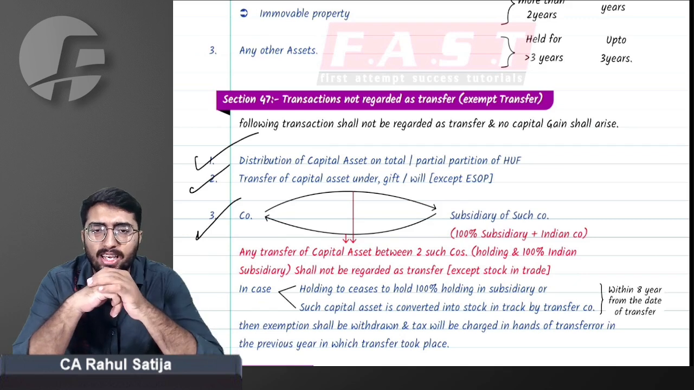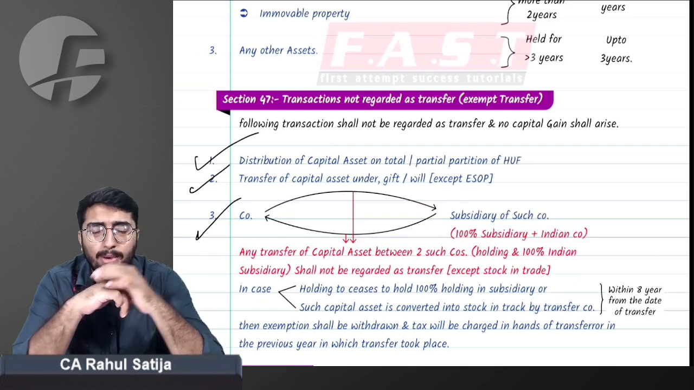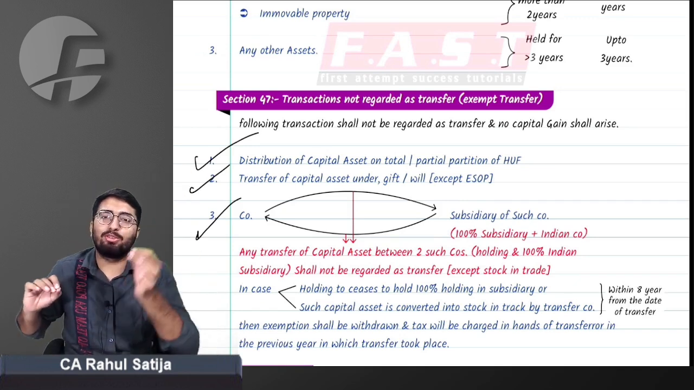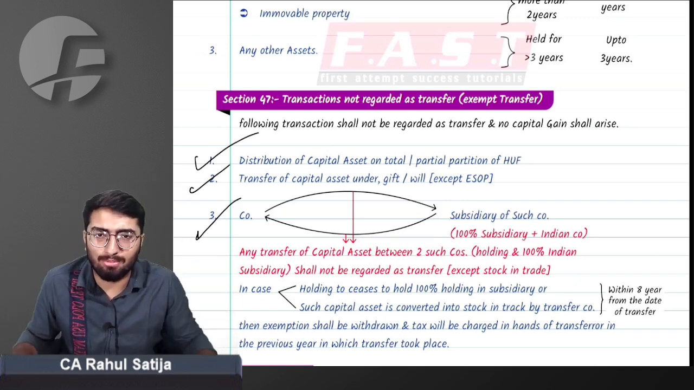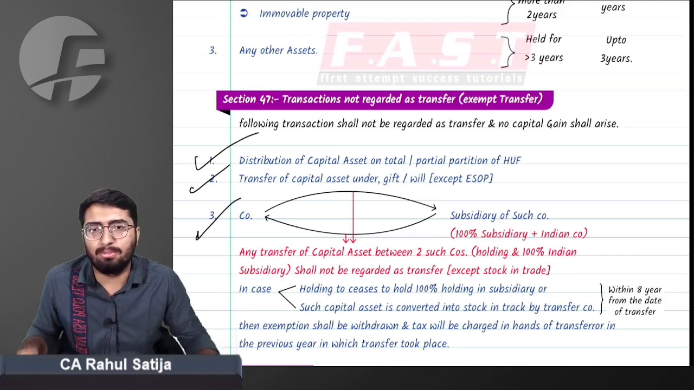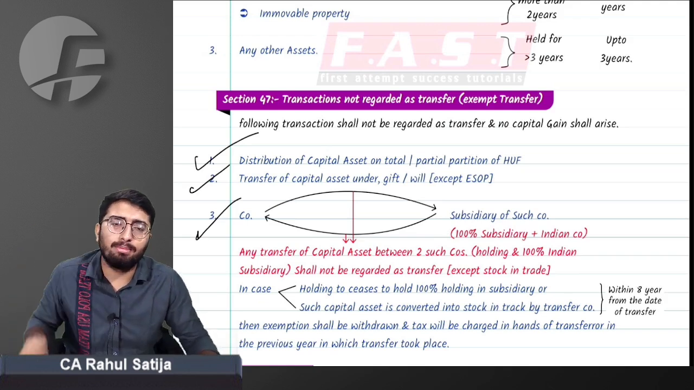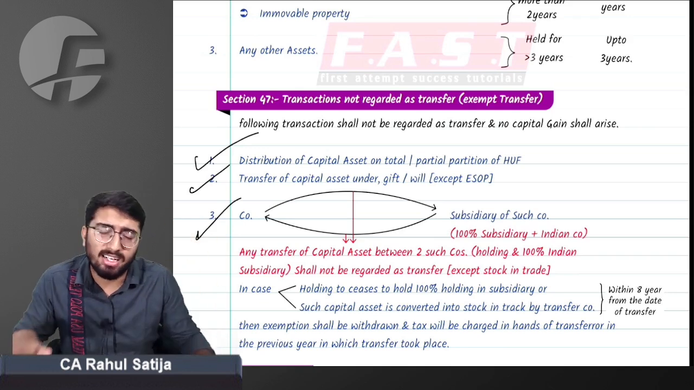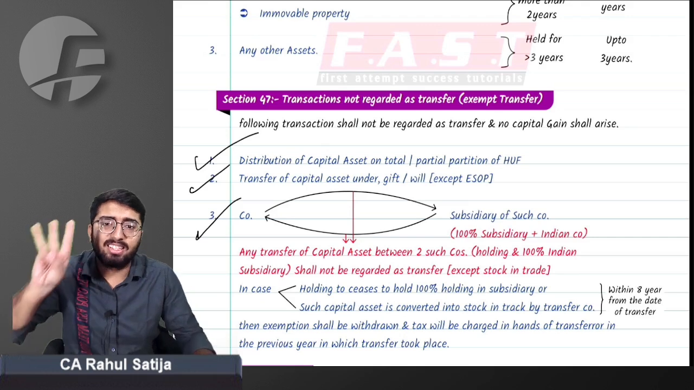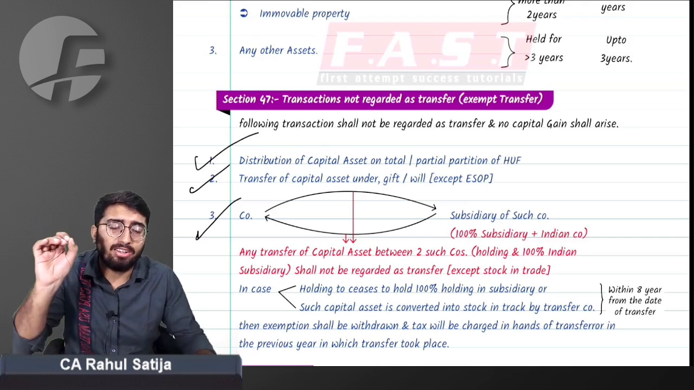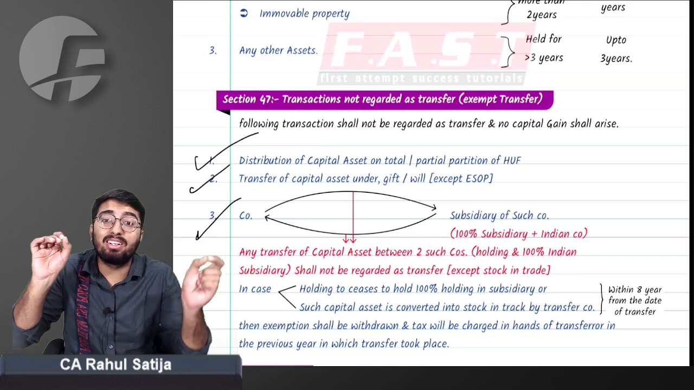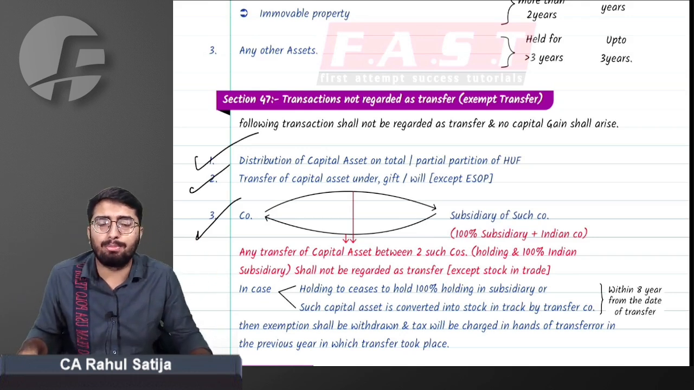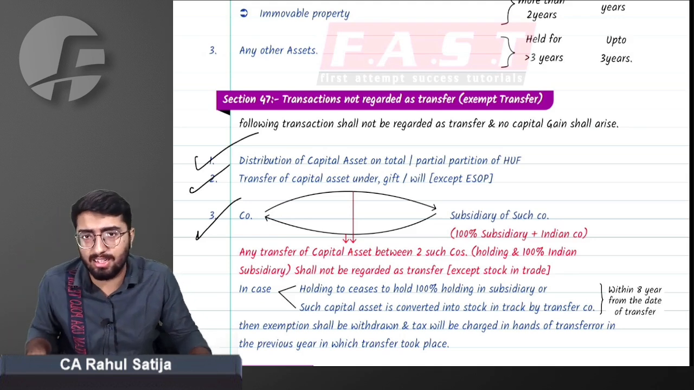First of all, first of the exempt transfer was in case of any partial or complete partition of HUF. Any asset transferred from the HUF to the members will be completely exempt on account of partial or complete partition. Second exempt transfer we studied was on account of gift, any asset is given to somebody, then it will be exempt transfer. Third exempt transfer we studied when a company transfers any capital asset to its 100% Indian subsidiary, then such transfer will be exempt transfer, but there were two conditions associated with that.